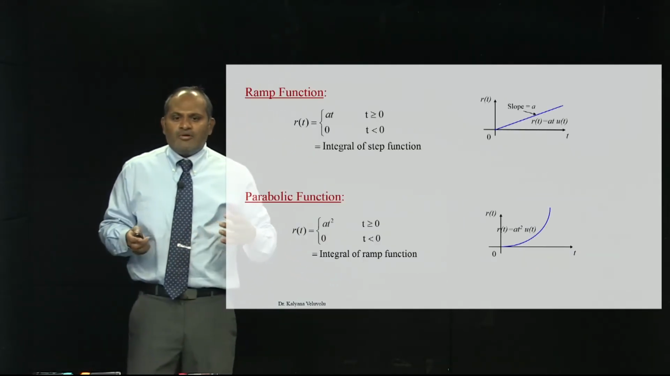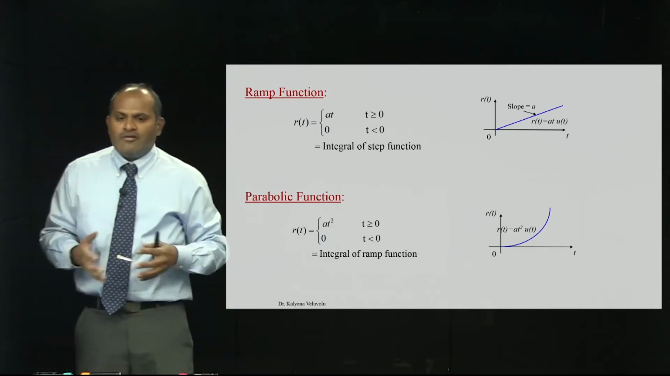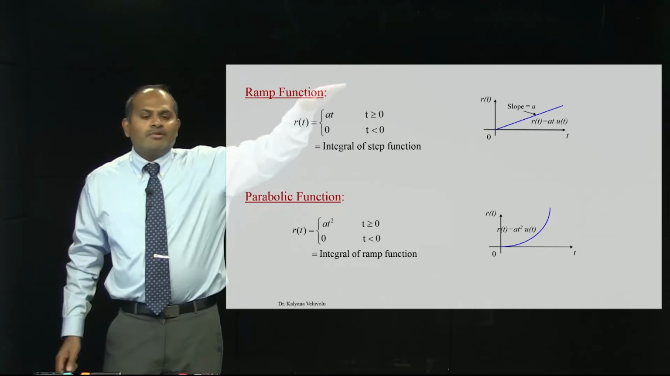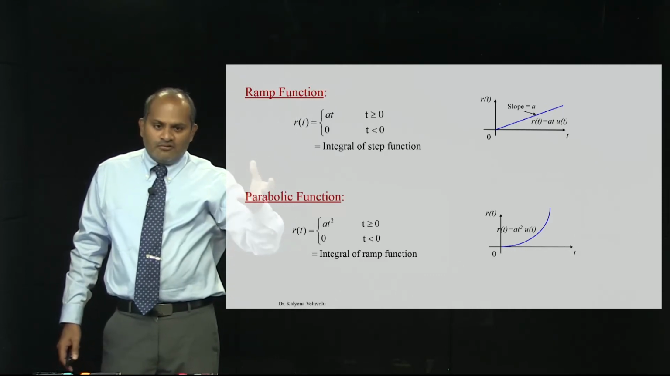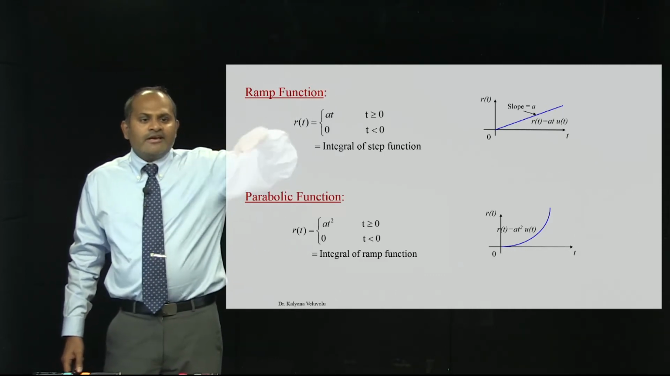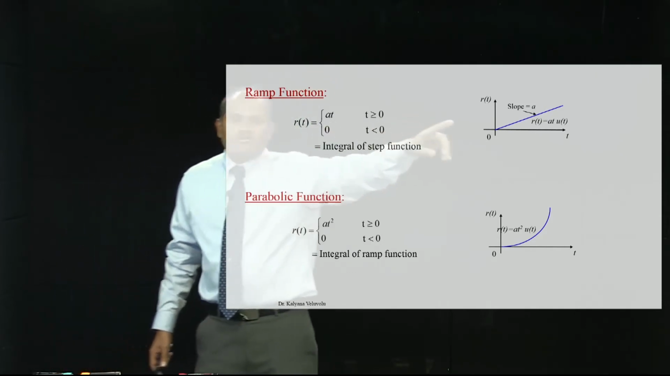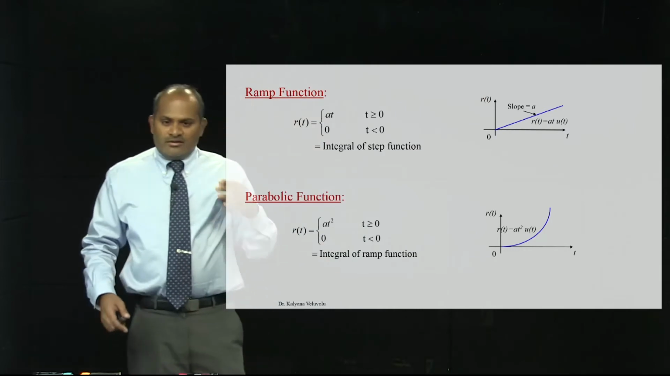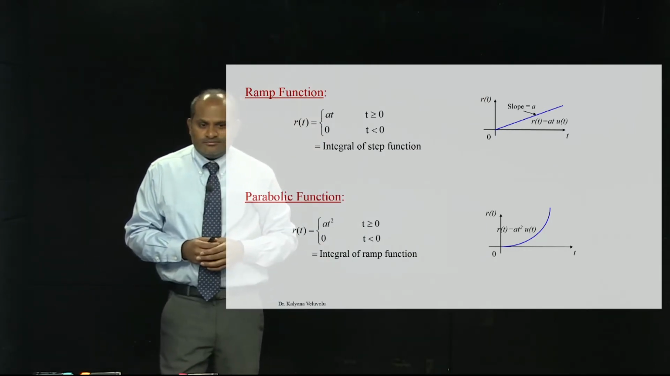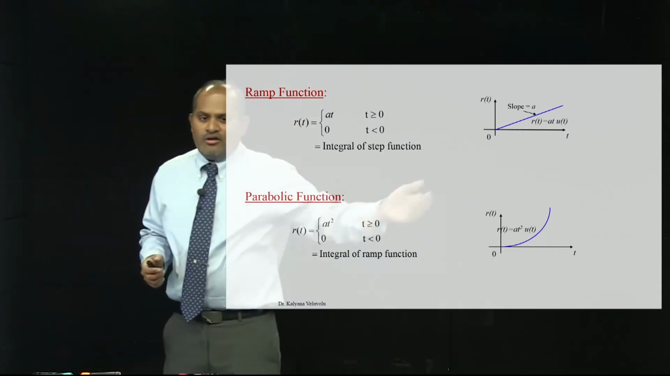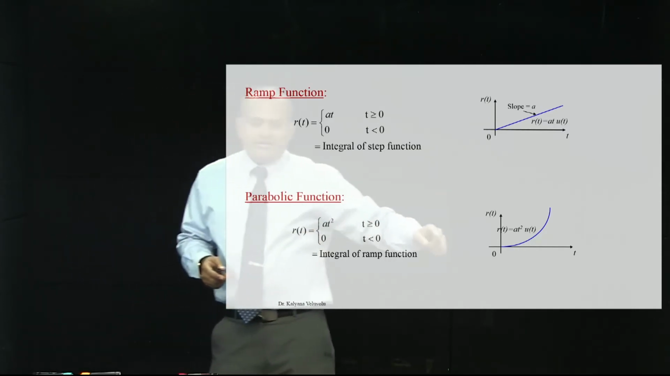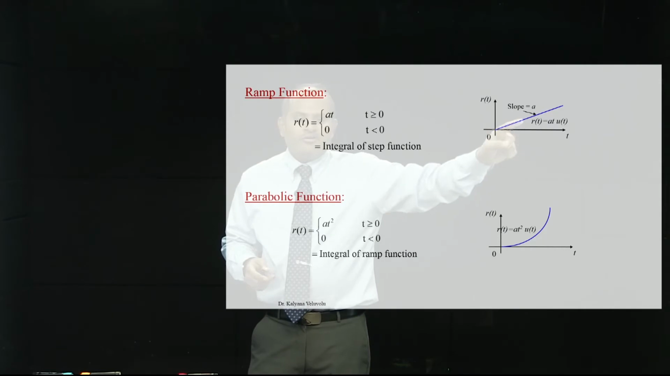There are two other popular functions, what we call the ramp and parabolic functions. The ramp function is like a constant slope, and this function also is 0 for t less than 0. For t greater than 0, R of t is equal to a t u of t, with slope a. The parabolic function is a parabola. It is also 0 for t less than 0, and for t greater than 0 it is a t square u of t.